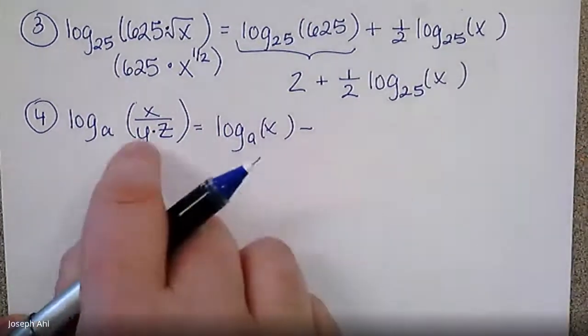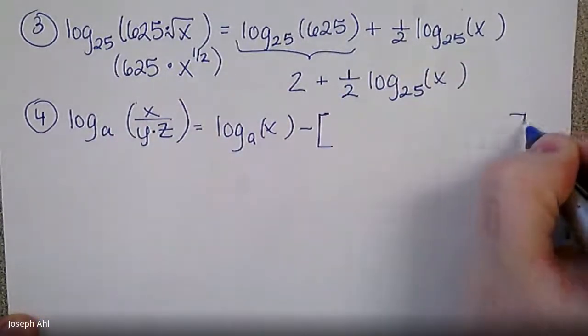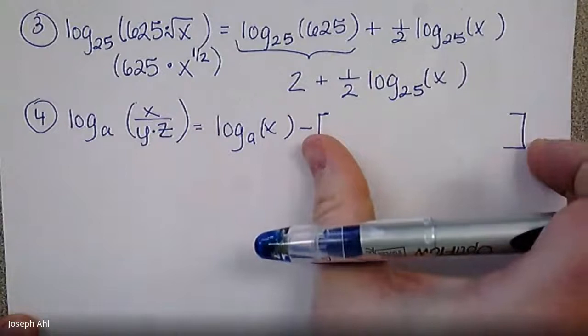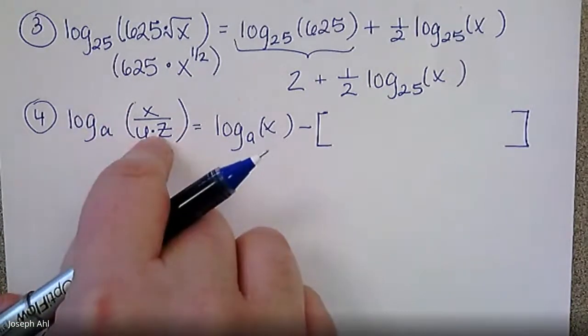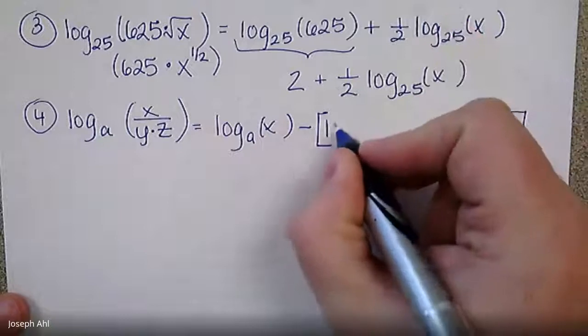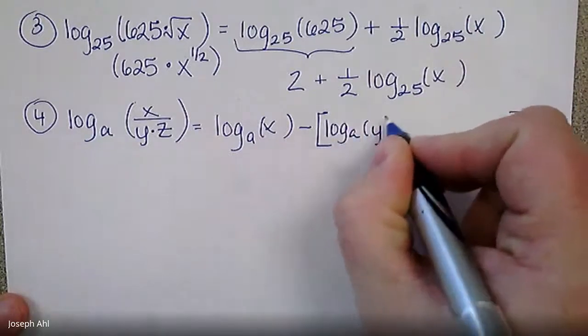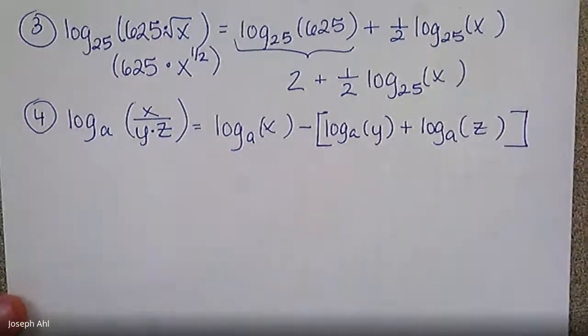So what am I subtracting? Well, if there's multiple things in the denominator, it might be worth it to put them in a big set of parentheses when you expand them. Okay, or you can put brackets there like I have. It's kind of up to you. But I'm expanding a product. So I know product expands to addition. So it's going to be log base a of y plus log base a of z. Okay, so that's the completely expanded answer.